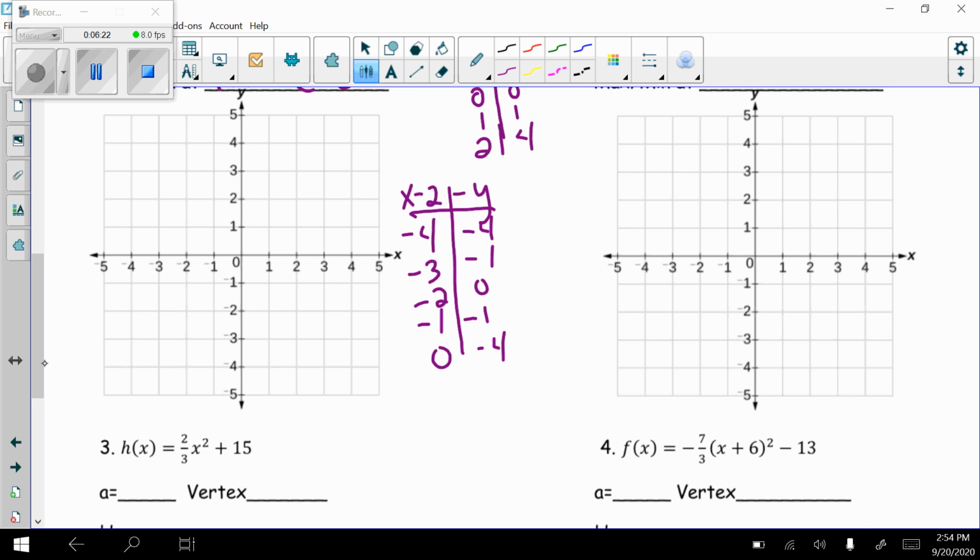So -4, -4; -3, -1; -2, 0; and so on, making a parabola. Remember, we're making the U shape. Now we're going to go ahead and graph the axis of symmetry. It is a dotted line through the vertex, and I'm going to label it x equals -2. So that's our very first one.